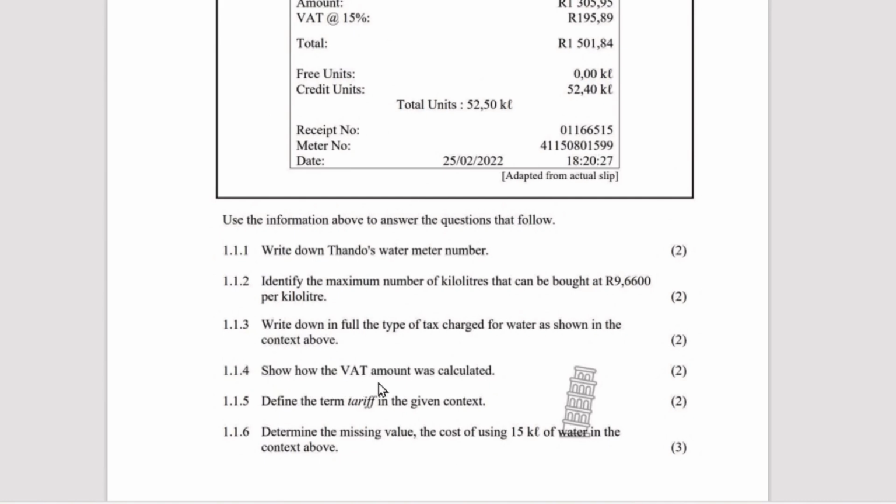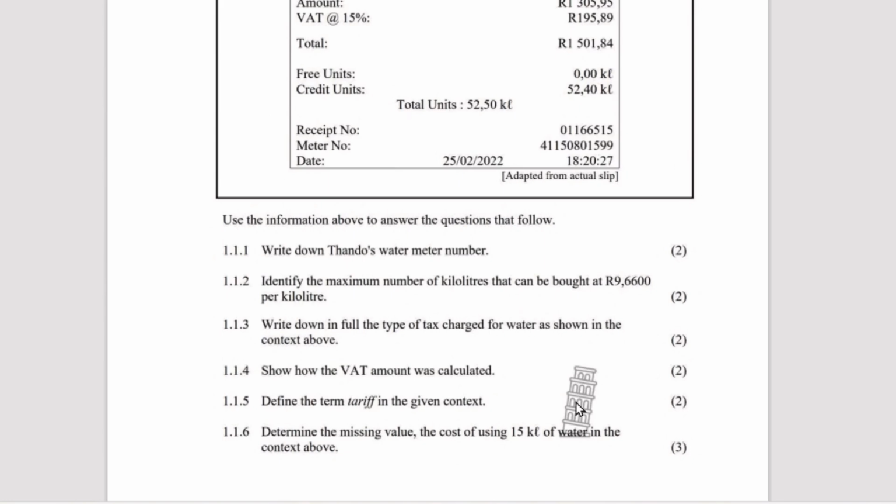Question 1.1.4 says, show how the VAT amount is calculated. You write your formula there, which is 15%, which is 15 over 100, multiplied by 1305.95, and you get your answer of 195.89. That's how you do that.